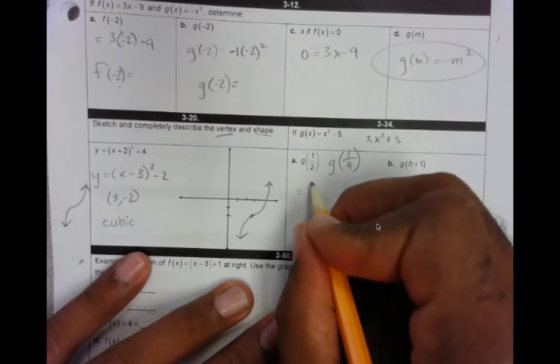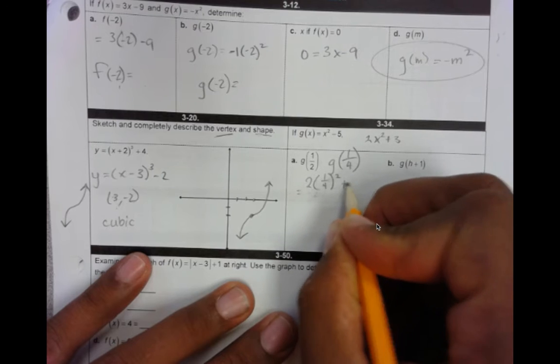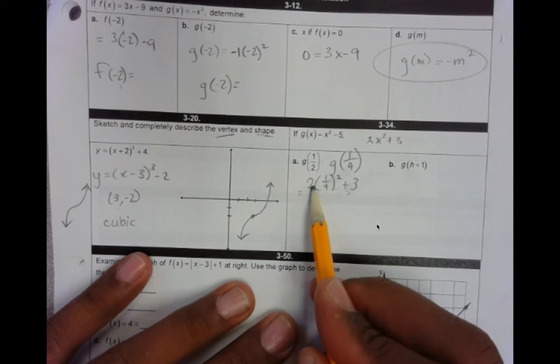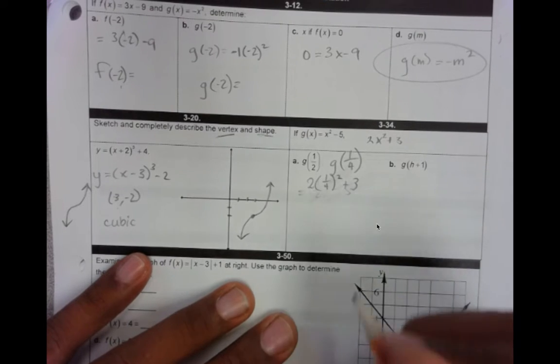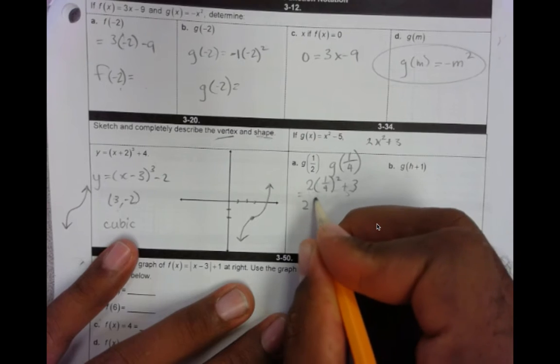So now I plug that in. I have 2 times 1/4 squared plus 3. So I got to do this one thing at a time. Now, you guys aren't going to have to multiply the 2, but I'm just going to add that in there just to show you. So when I square a fraction, I square the number on the top.